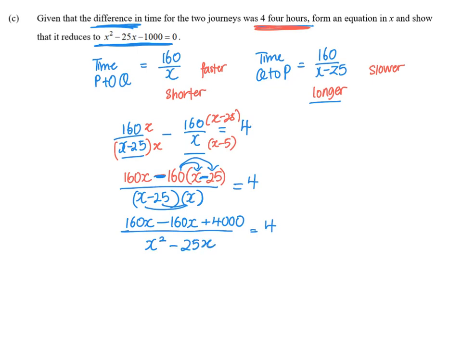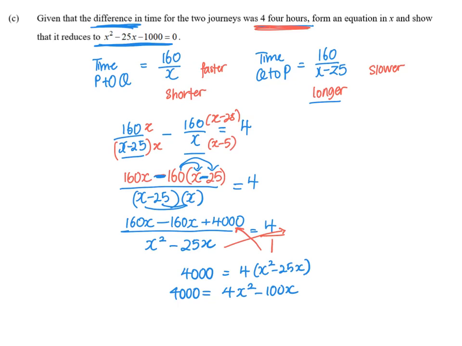Okay, let's simplify this equation. I'll cross multiply over. I can multiply my denominator over to the numerator. So 160x minus 160x, we are left with 4,000. And 4 is multiplied to the whole of x squared minus 25x. Let us expand and simplify. I'll get 4,000 equals 4x squared minus 100x.